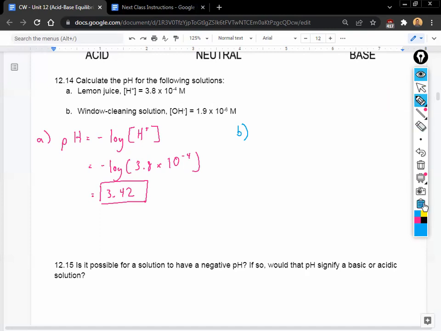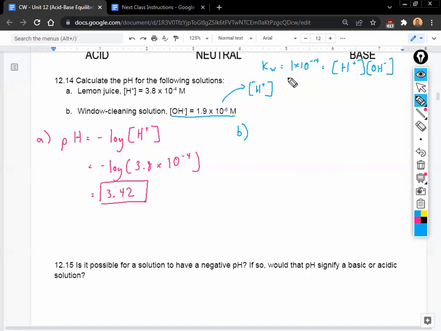Okay, so the key thing you guys wanna see here is that I can't just plug this into the equation, right? It's because pH is going to be the negative log of H plus. This is the concentration of OH minus. And so what we need to do is use this value to find the concentration of H plus. Now we do have an equation, and the equation is that the equilibrium constant for water is equal to 1 times 10 to the negative 14, and that is equal to the concentration of H plus times the concentration of OH minus.